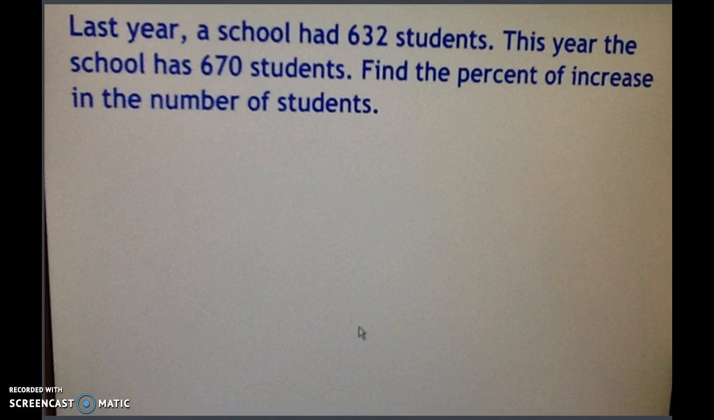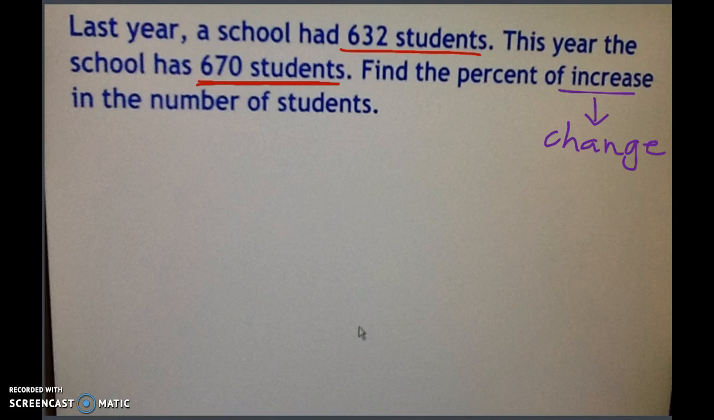Here would be an example. Let's start with this. It says last year a school had 632 students. So that was last year. This year the school has 670 students. It says find the percent of increase. So this is called percent of change, percent of increase. We want to know what percent did it increase by, or what percent did it change by?